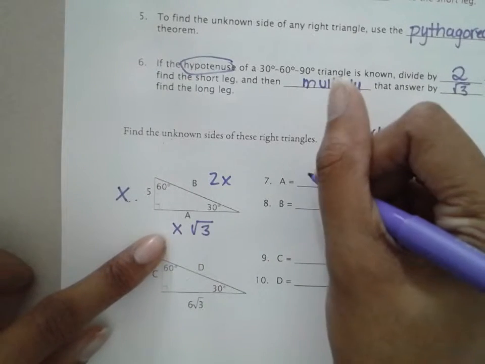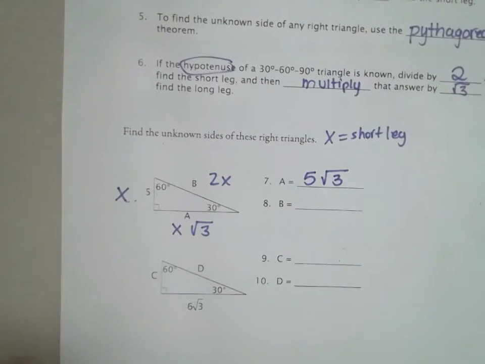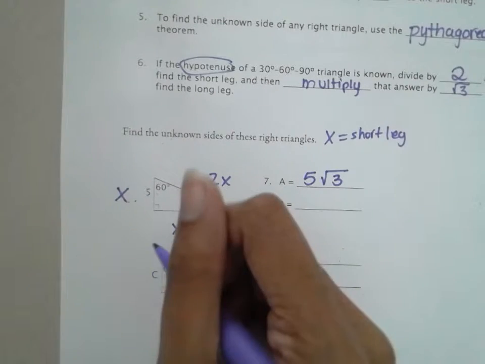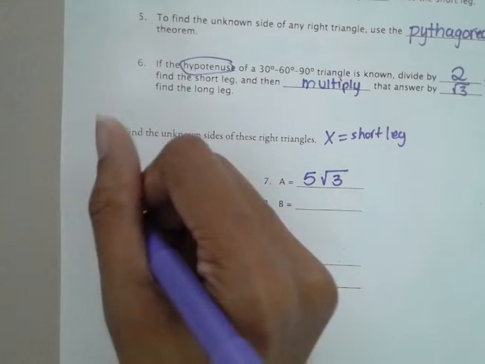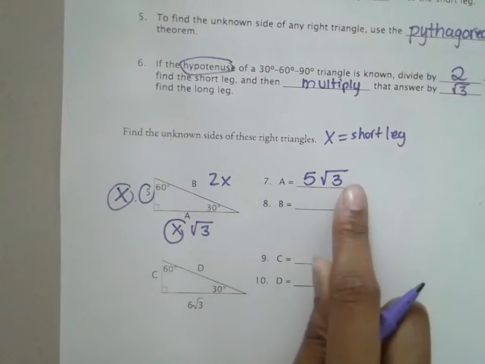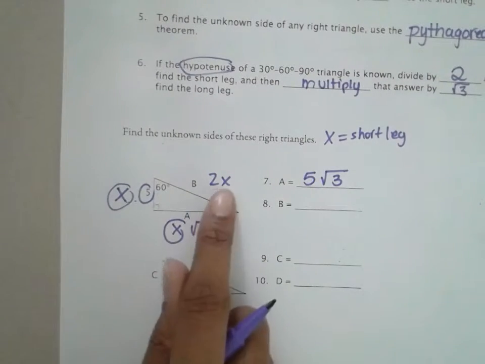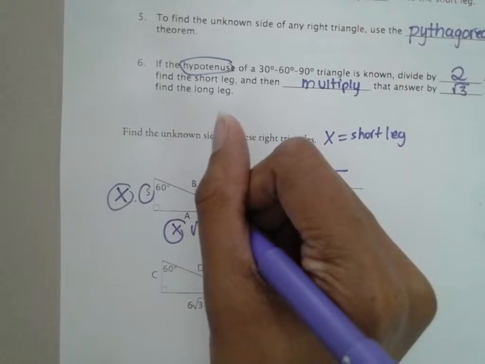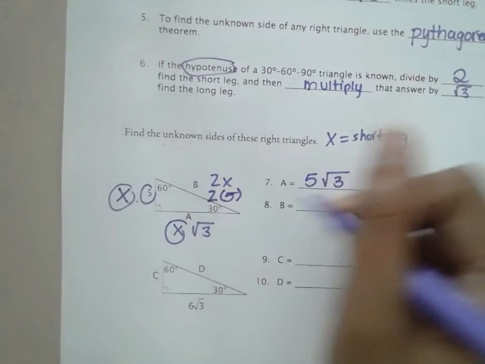So I'm going to do 5 square root of 3. I have what X is. X is 5. So then 5 square root of 3, that's why A is 5 square root of 3. B is 2 times whatever my X is, so I'm doing 2 times 5, which is 10, so B is 10.